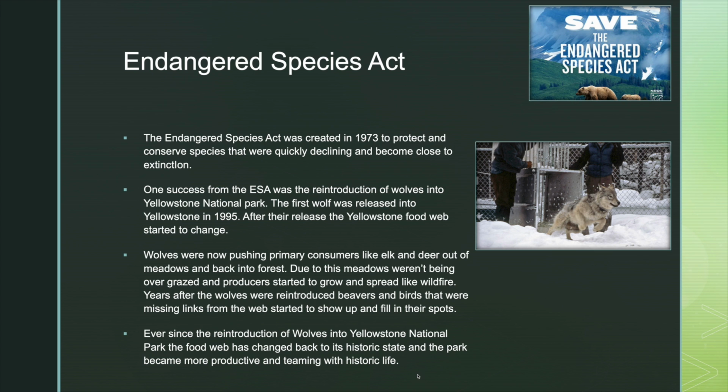After their release, the Yellowstone food web started to change. Wolves are now pushing primary consumers like elk and deer out of meadows and back into the forest. Due to this, meadows weren't being overgrazed and producers started to grow and spread like wildfire. Years after the wolves were reintroduced, beavers and birds that were missing links from the web started to show up and fill in their spots. Ever since the reintroduction of wolves into Yellowstone National Park, the food web has changed back to its historic state, and the park became more productive and teeming with historic life.